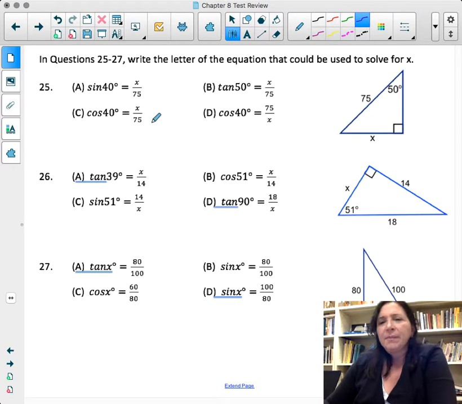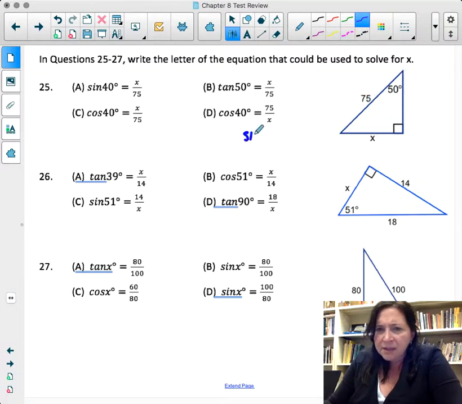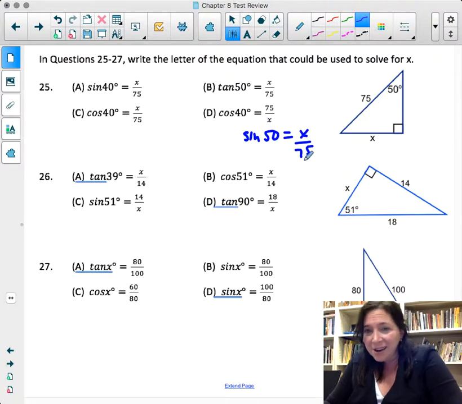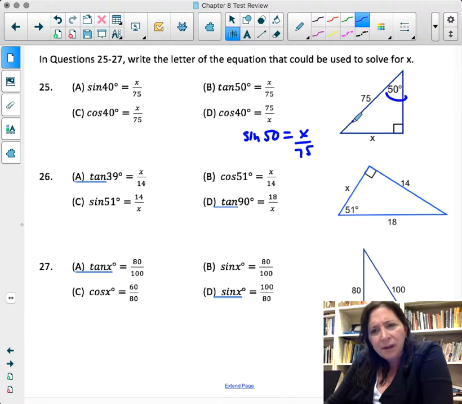Okay? All right. For these problems, write the letter of the equation that could be used to solve for x. Right off the bat, I'm just going to say opposite over hypotenuse. So I'm going to say sine of 50 is equal to x over 75. Now, I notice that none of my answers are there. I don't see this, but that's what I would do right at the beginning. Now I'm going to look at this and say, well, if that's 50, I know that's 40.